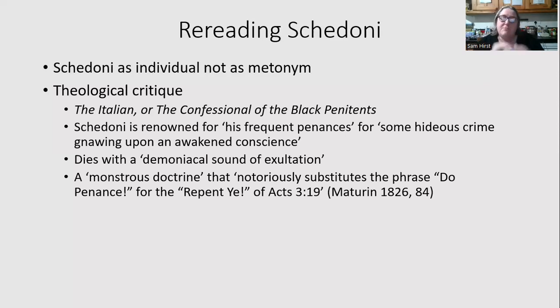But Charles Maturin, who is also another Gothic author, offers us an example of this type of theological critique of penitential theology, which he calls a monstrous doctrine that notoriously substitutes the phrase "do penance" for the "repent ye" of Acts 3:19. In other words, he sees penitential theology, the ability to go to the confessional, receive a set of penances to do, or a broader penitential theology of going through penances in order to, in inverted commas, earn or barter for forgiveness, as he sees it. He's comparing that idea negatively with what he views as true repentance, the turning from, the reformation. So he is arguing that these are two completely different conceptions of forgiveness.